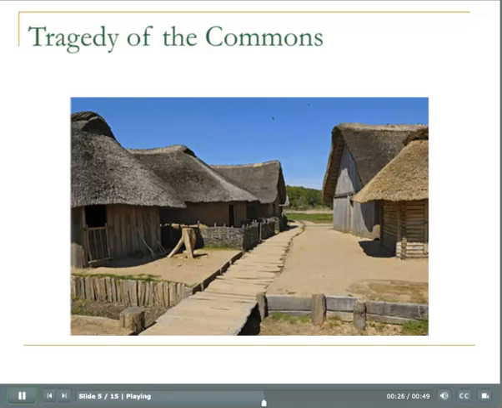So imagine that you live in a pre-industrial village, pictured here in the slide. There is no government and there are no outside rules imposed on your village. Your village lives the same way it's lived for generations.